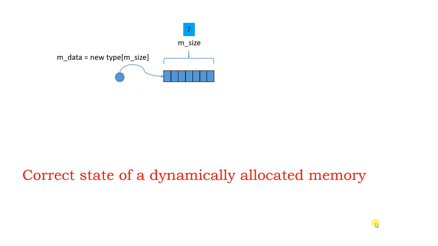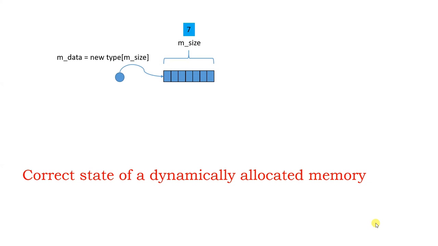Next thing is the size. You always have the size somewhere, so you know exactly how many things you allocated. That's a no-brainer, we know, and there's no problem with that. And remember, when you are allocating something in a certain way, you always delete in the exact same way.